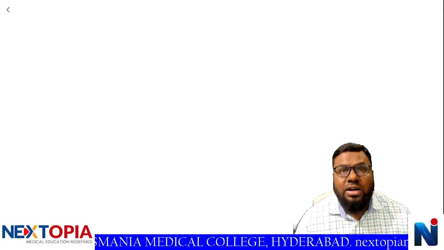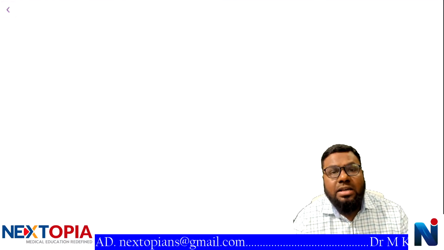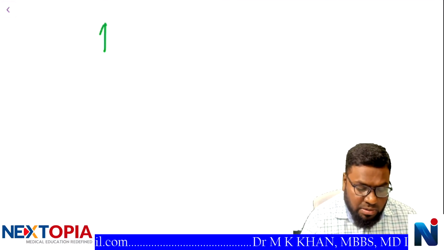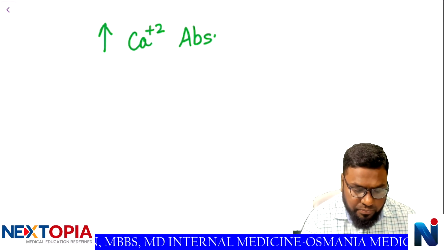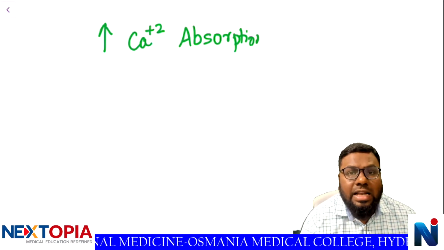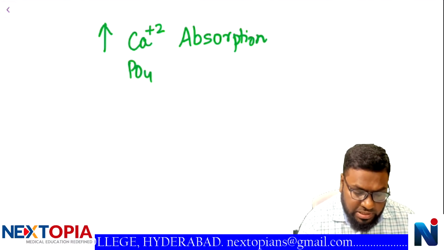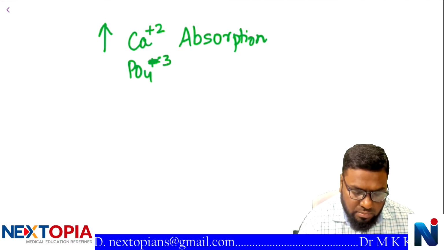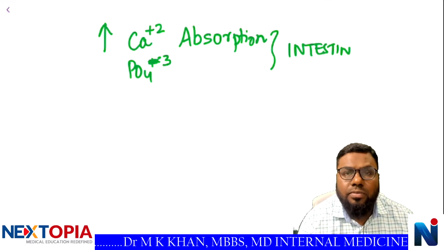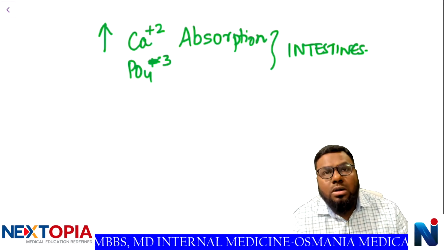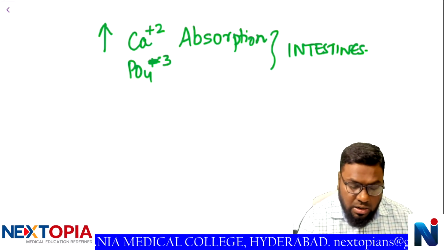Now let us try to understand what are the physiological effects or actions of calcitriol. Calcitriol increases the calcium absorption from the gut. Calcium absorption and phosphate absorption from the intestines. How does it promote? It promotes by formation of a binding protein called calcium binding protein.